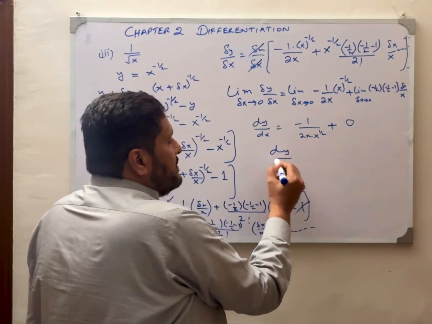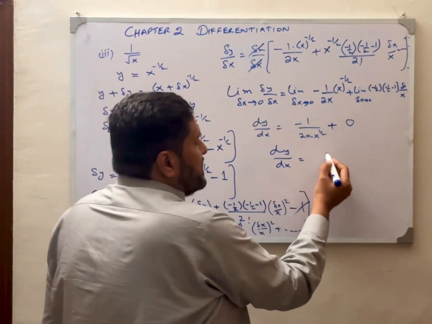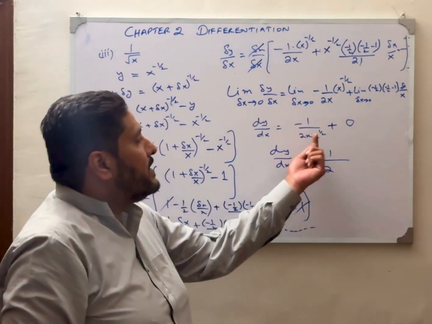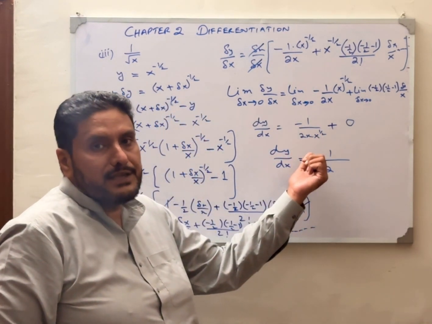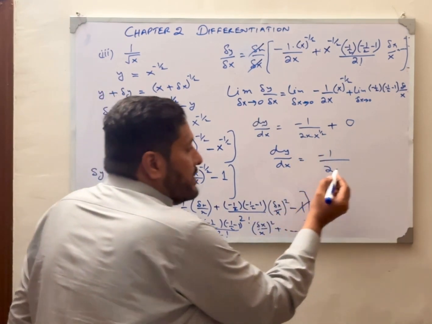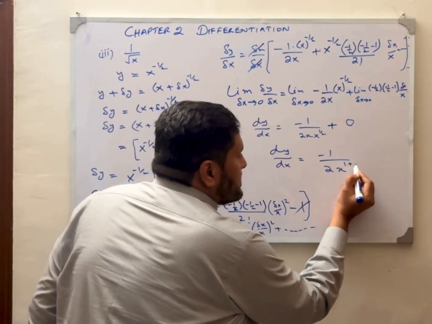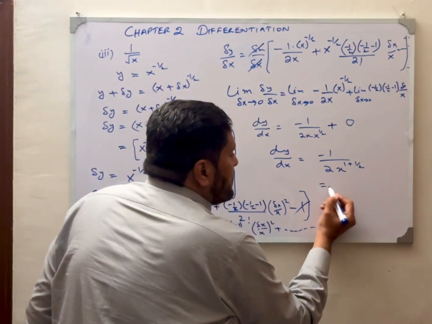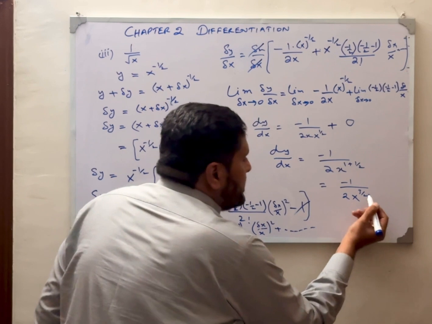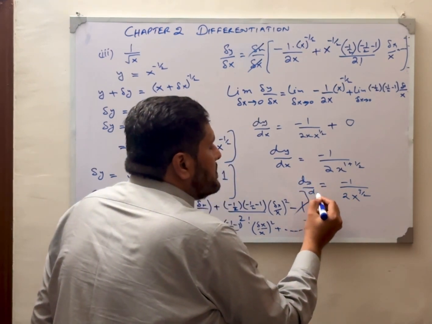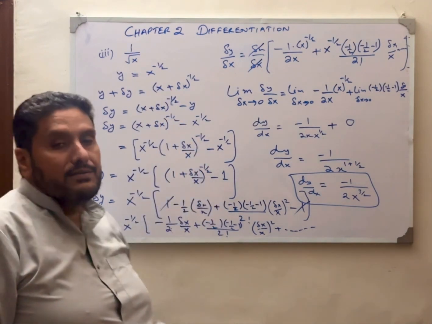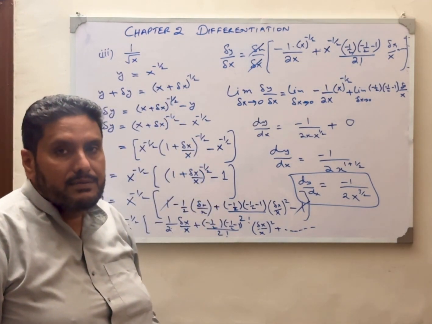So our dy by dx is equivalent to minus 1 by 2 into x power 1 and x power 1 by 2. Both have the same base, so the powers will be added with each other. So this will become x power 1 plus 1 by 2, which is equal to minus 1 by 2 into x power 3 by 2. So this will be the dy by dx for this given function y is equal to x power minus 1 by 2.